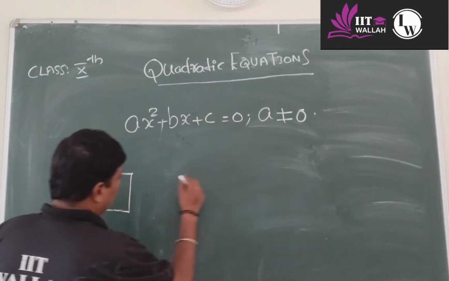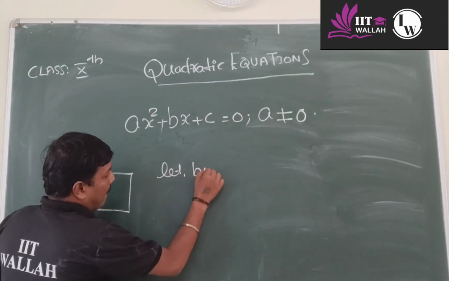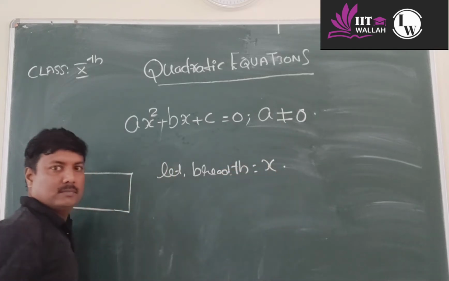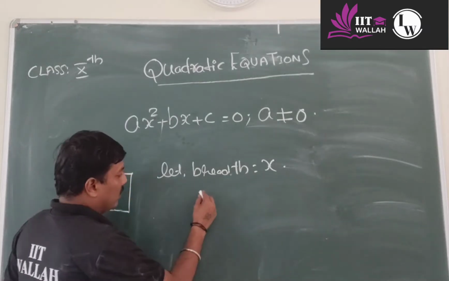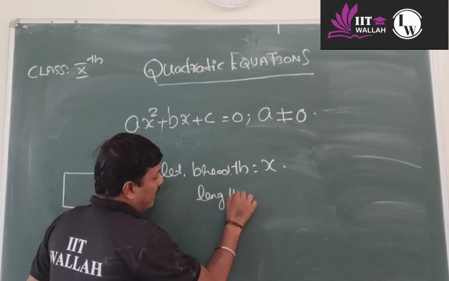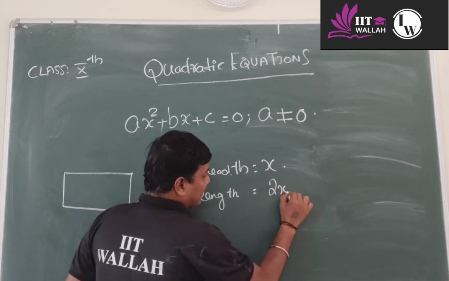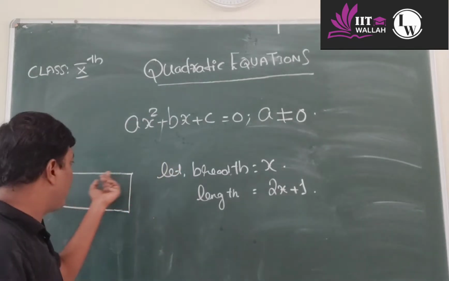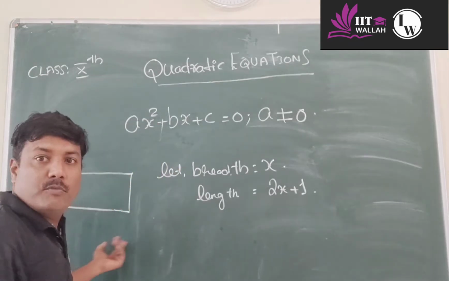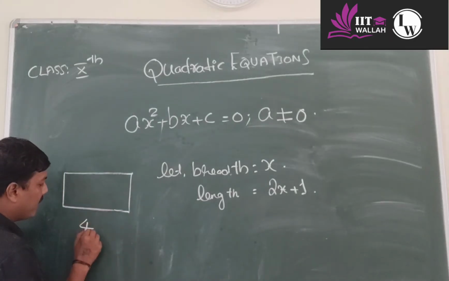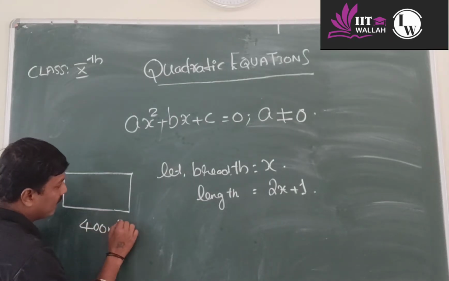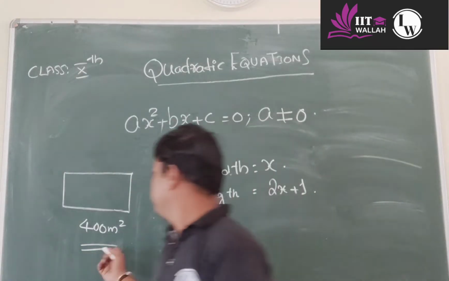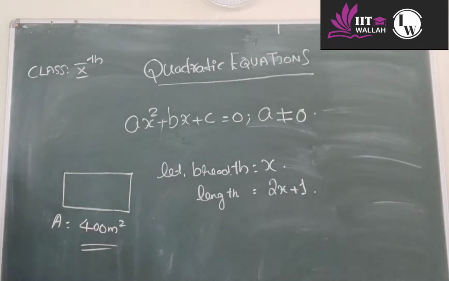Now, the first step, let breadth be equal to x. Okay? So, its length will be 2x plus 1, as given in the question. Okay, so we need to make a football ground of 400 meter square. Suppose the area is 400 meter square. It is given in the question.